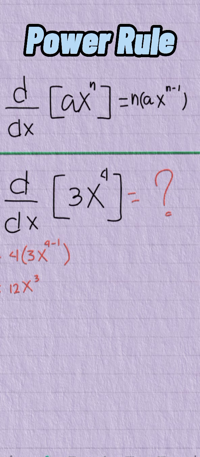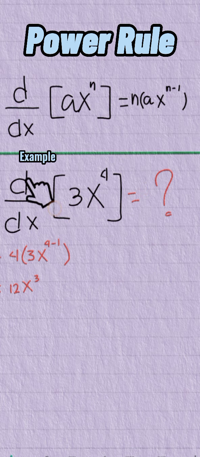Okay, guys, all you have to do is multiply this exponent to its base and just minus 1 the exponent. So look at this one. The derivation of ax to the power of n is equal to n times ax raised to the power of n minus 1. Okay, so to understand more about this, let's have this example.